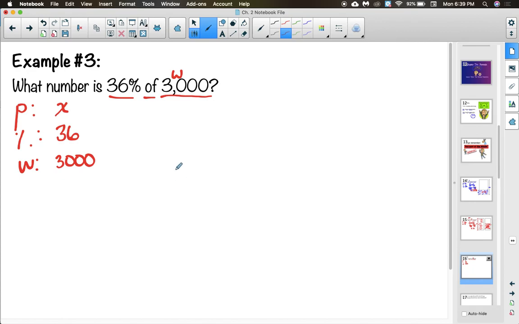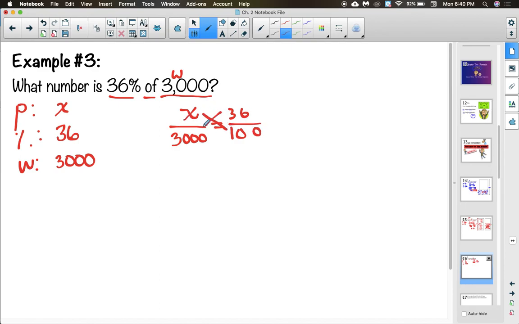So if we were to draw this one, we'd have a big container. Maybe it holds 3,000 ounces, and we're filling it 36% of the way full. We want to know how many ounces that would be. Okay, so it's part over whole equals percent over 100. That's part is X. Our whole is 3,000. The percent is 36. And we always have 100 underneath the percent.